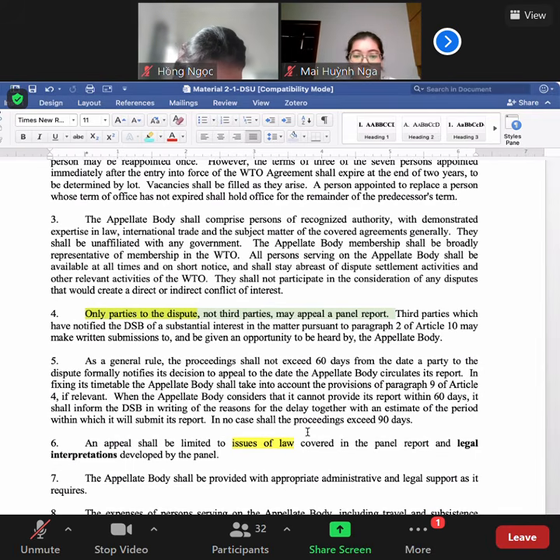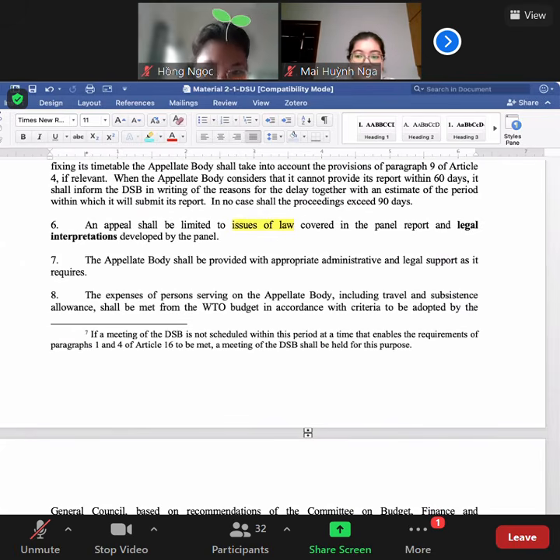Now, for the work of the appellate body, they will not review the whole case, but only focus on the issues of law covered in the panel report and legal interpretations developed by the panel. Here is the thing you have to look at. When we talk about Article 17, paragraph 6, what does it mean by issues of law? That means all the things focusing on the law of the WTO and the interpretation of the panel. Is anything wrong with that explanation? Does anything need to be fixed?